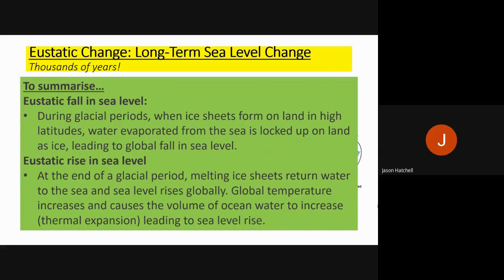Eustatic rise in sea level, as I've just explained, happens at the end of a glacial period: the ice sheets are melting, the water is going into the sea, the temperature is rising, thermal expansion takes place, and the sea level rises. So eustatic change overall is about sea levels rising and falling due to glacial and interglacial periods and water temperature rising or falling.